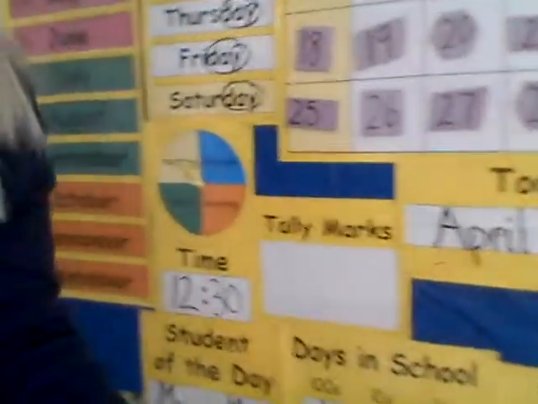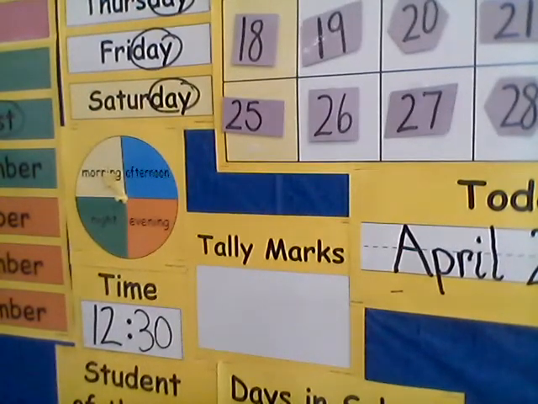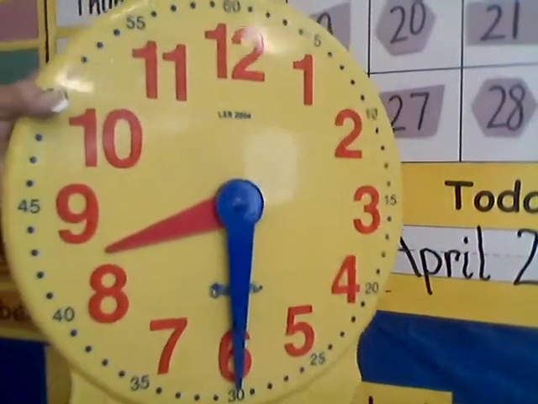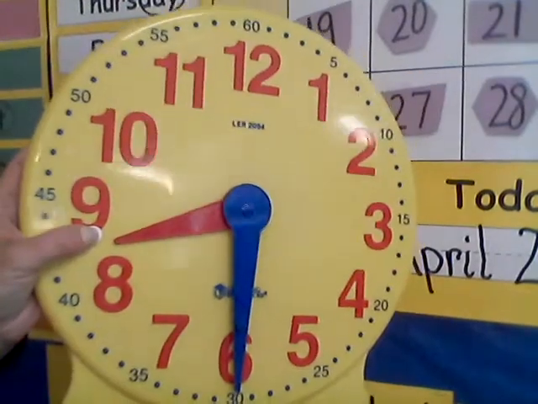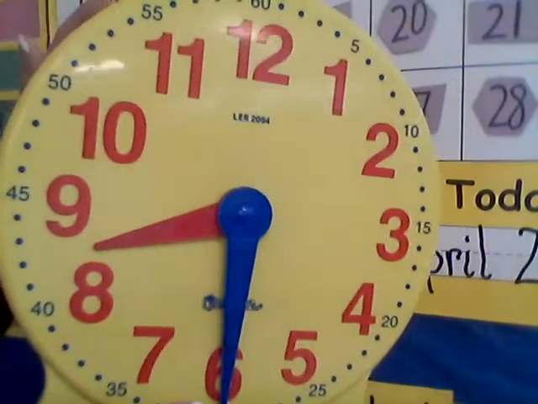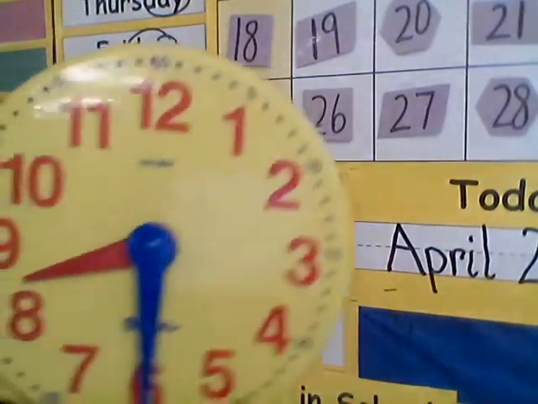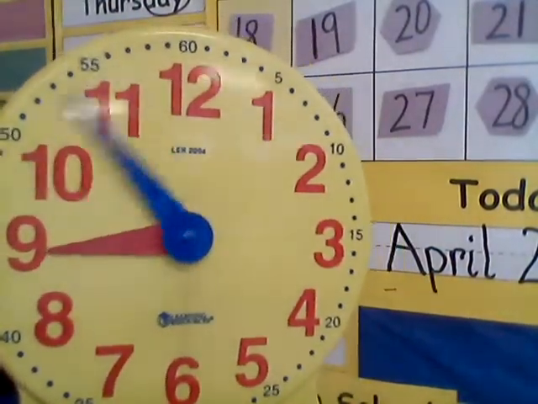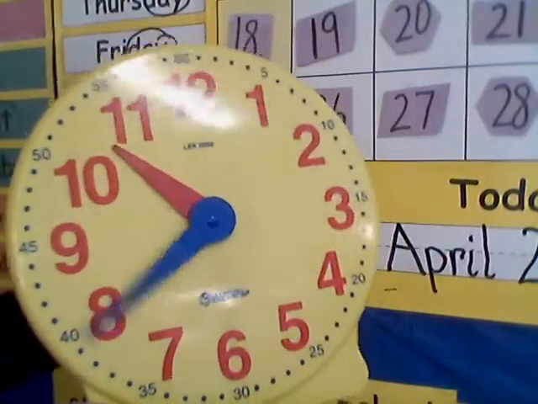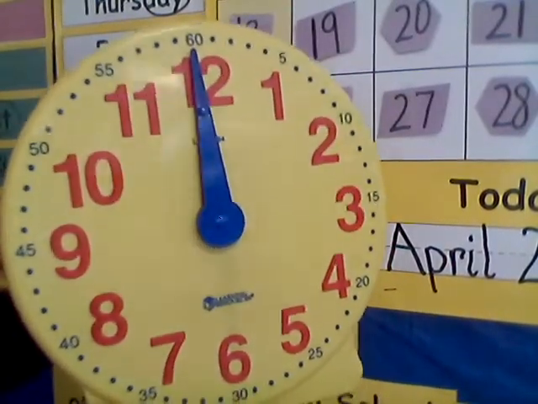Our digital clock reads 12:30. Analog clock reads 8:30. Remember, the short hand is the hour hand, the long hand is the minute hand. We have to match our analog to our digital, right? So first things first, let's go ahead and locate 12 o'clock. Okay, 12 o'clock. So here is 12 o'clock, right?